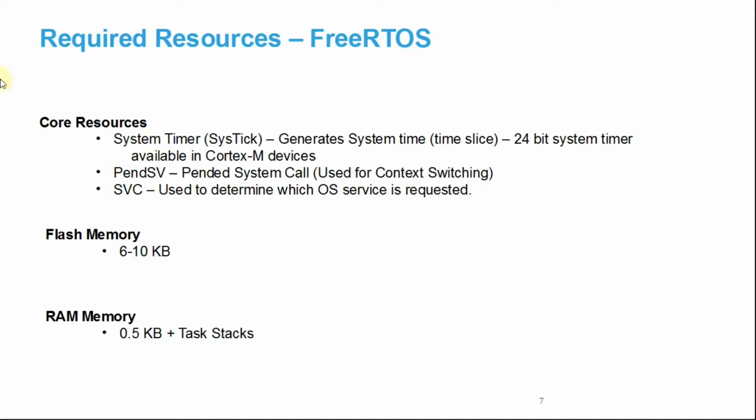Apart from the core resources, we also need flash memory, around 6 to 10 kilobytes of flash memory, and we also need RAM of around 0.5 kilobytes, plus the task stacks that we are going to declare for a particular task. These are the overall resources that are required for FreeRTOS. Not only for FreeRTOS, for any RTOS you take, these are the core resources that are required to run or port a particular RTOS onto the microcontroller.